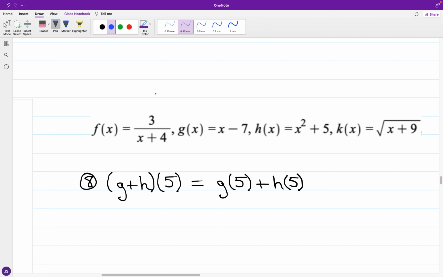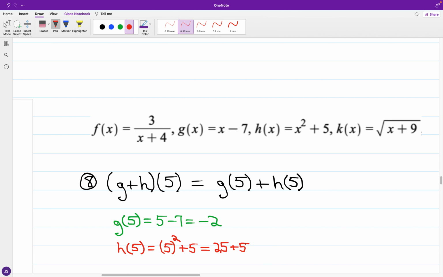And looking at the case of g of 5, if I had to specify the numerical value, we're looking at g of x equal to x minus 7. With x at 5, g of 5 is equal to 5 minus 7, which is going to be negative 2. And for h of 5, referencing h of x, that is equal to x squared plus 5. So you have 5 squared plus 5. 5 squared is 25, and 25 plus 5 is equal to 30.